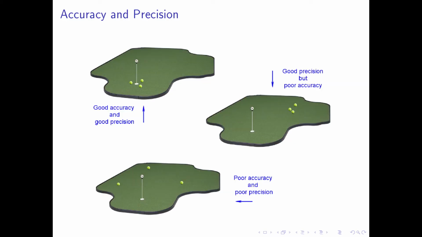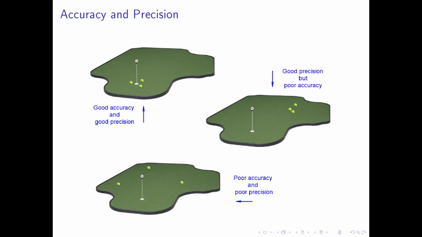As indicated before, we want to have the highest accuracy and the highest precision possible for our measurements. This means that all of our measurements are both close to the true value and close to one another at the same time. This is indicated by the upper left-hand image, where we have the golf balls all lying very close together and very close to the hole. This indicates good accuracy and good precision.